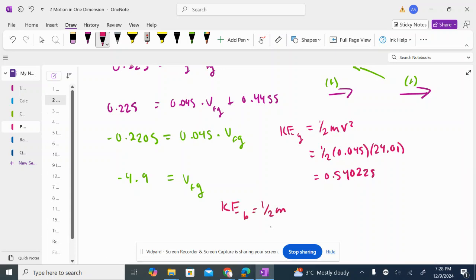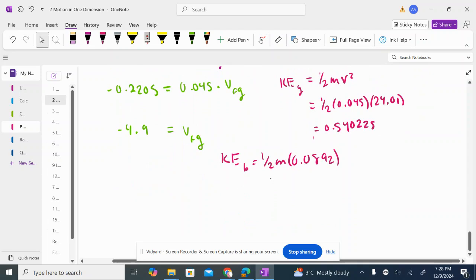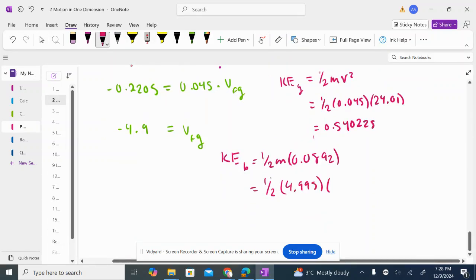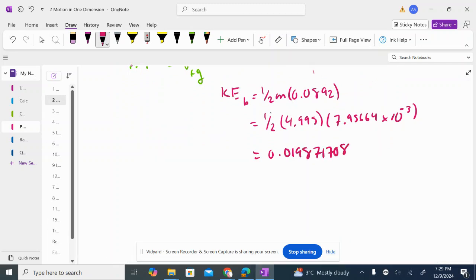Okay, let's find the kinetic energy, KE, of the bowling ball. So that's 1/2 m. What's our velocity? Let's start off with that, 0.0892. We square that, 0.0892 squared, which will give us a very small number, but I'm going to write it out anyways. This is 1/2 times 4.995 times 7.95664 times 10 to the negative 3. So it's tiny. We multiply that by 4.995, divide that by 2, and we get 0.019871708.